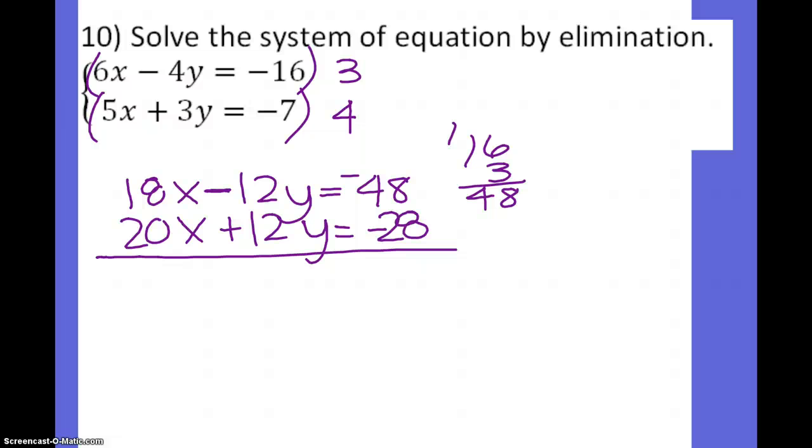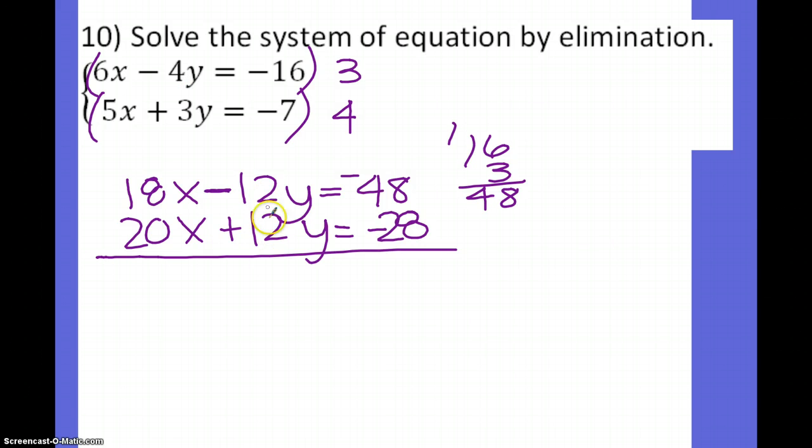Going to finish problem 10. This is where the video left off. So what we ended up doing is we took the 3 and multiplied it to the top, and we took the 4 and multiplied it to the bottom, and we're solving with elimination.